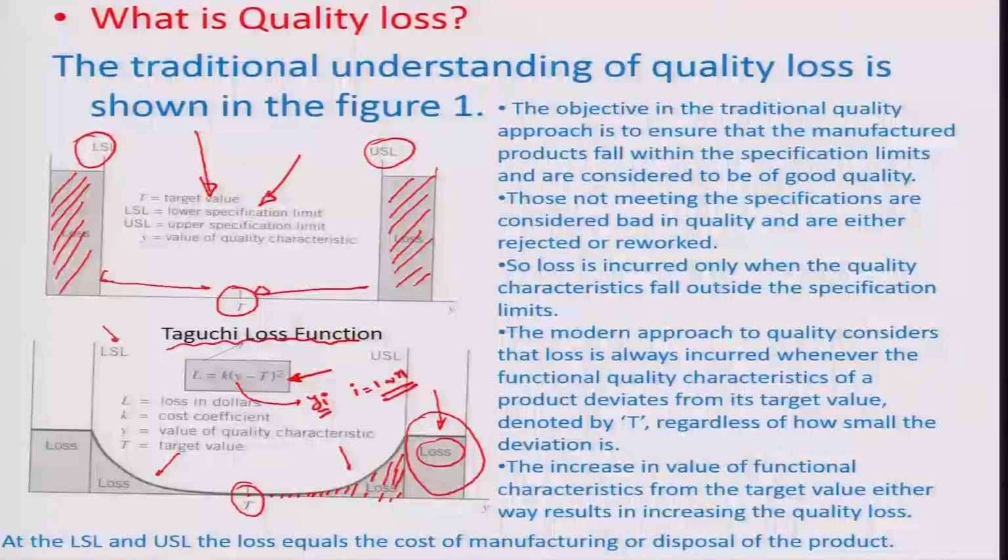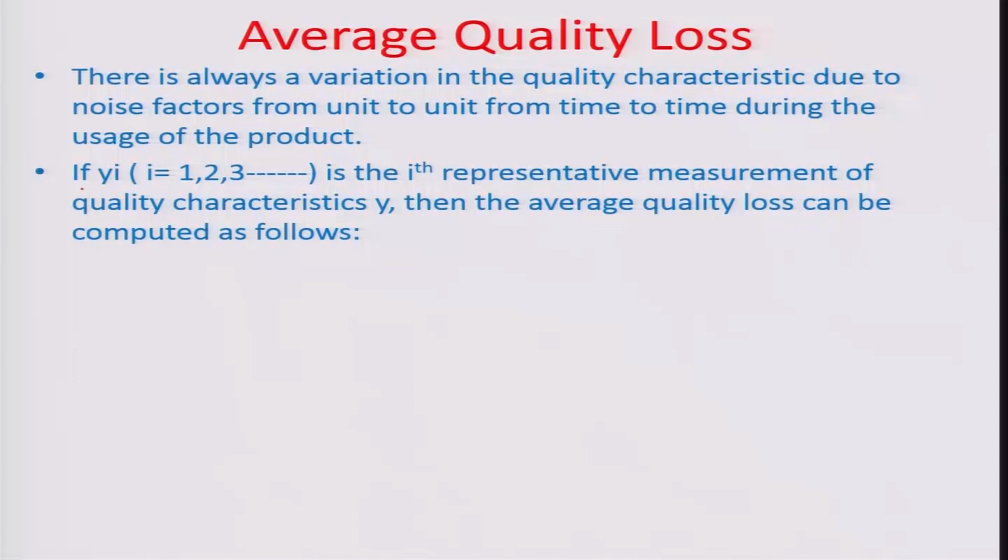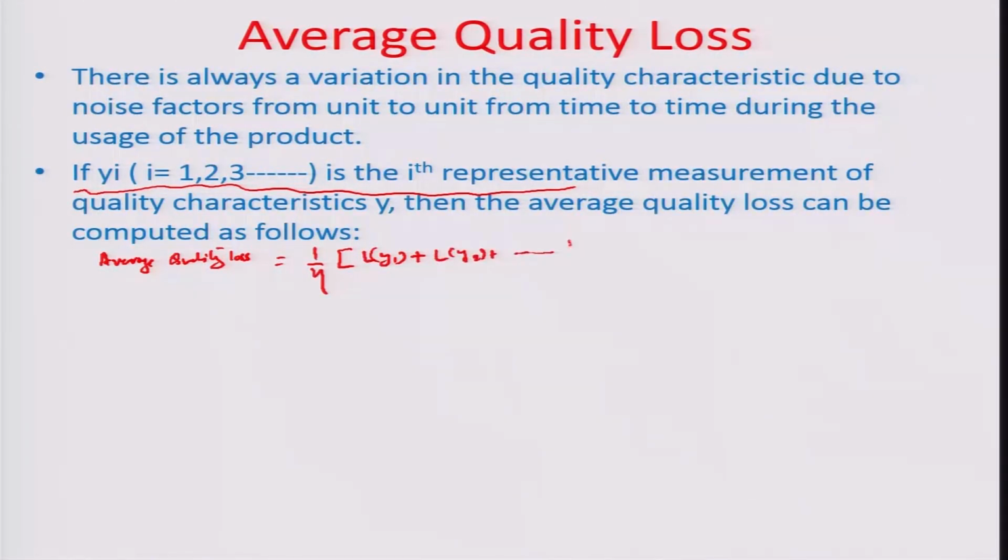So, let us look at average quality loss. In the n measurements that I have been talking about, the average quality loss would be defined as the loss due to y1 characteristics plus y2 plus so on up to the loss due to yn characteristics, averaged out with respect to n measurements.